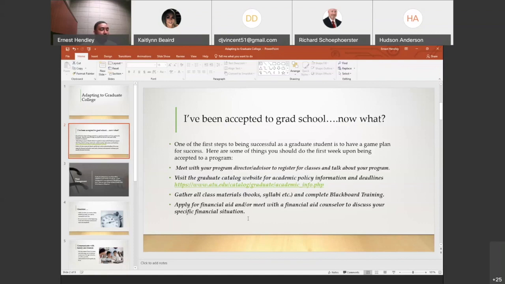Number 3 is to gather all class materials, the books, the syllabi, and complete your Blackboard training, which Caitlin will talk about in a little while.